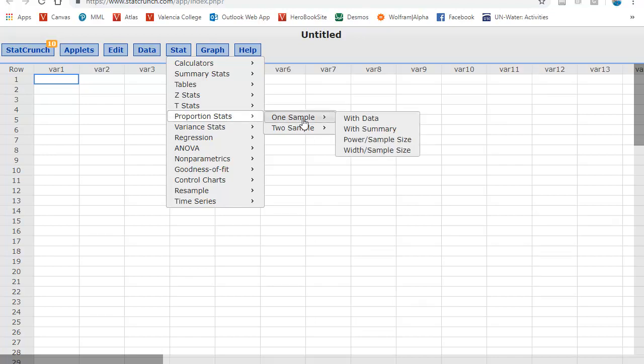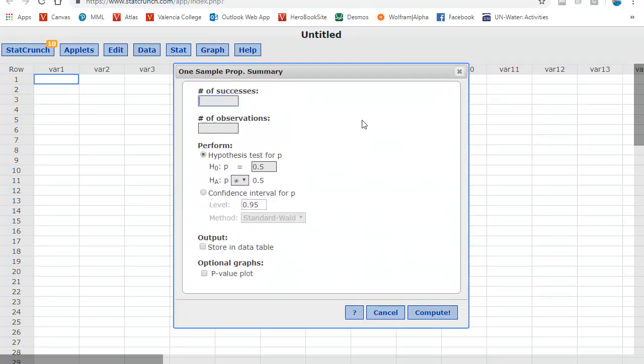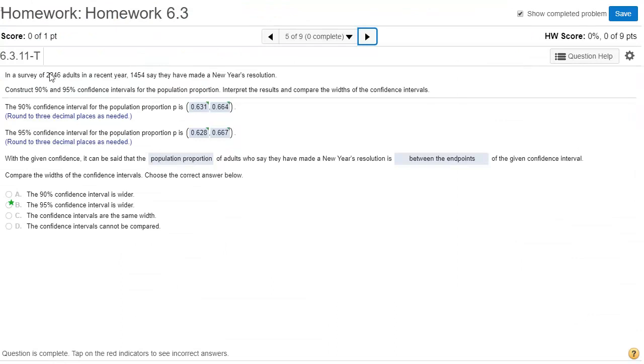Now in this case I have one sample, and I have the summary of the information. It is asking me for the number of successes and the number of observations. So let me pull my problem back up. The sample size is the number of observations, and then the 1454 is the success, right? The answers of there is a resolution. And then the other people would be the failure, that they don't have a resolution. So again, my number of observations, my success, and then it asks me for two different confidence levels.